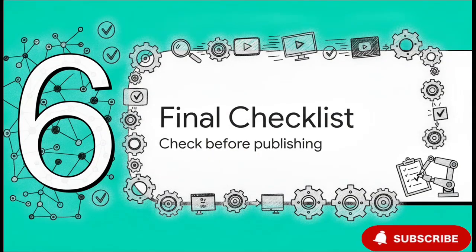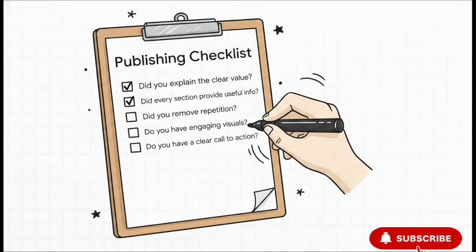Section 6. The final publishing checklist. Quality before hitting publish. All right, this is your ultimate quality assurance step. Before you publish, consult your system one last time to make sure absolutely nothing slipped through the cracks. Challenge yourself to answer yes to every single item rapidly.